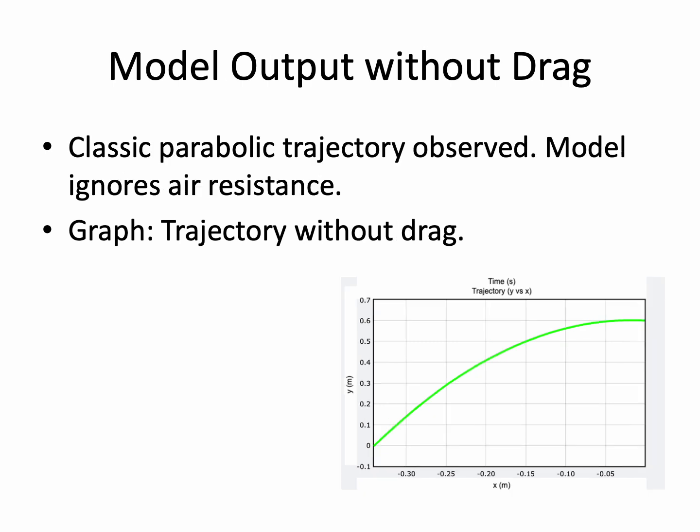This slide shows the no-drag model. The trajectory is symmetric and smooth, a textbook parabola. However, it overestimates both the range and the peak height because it doesn't account for any slowing forces. This model is accurate in ideal conditions, but is less realistic for real-world motion, like what we captured using Tracker.